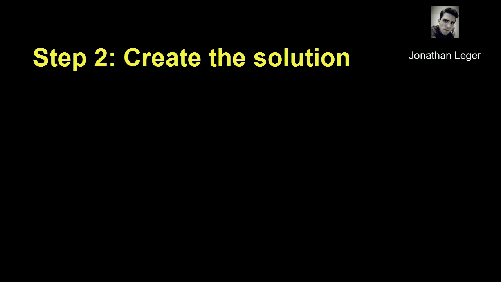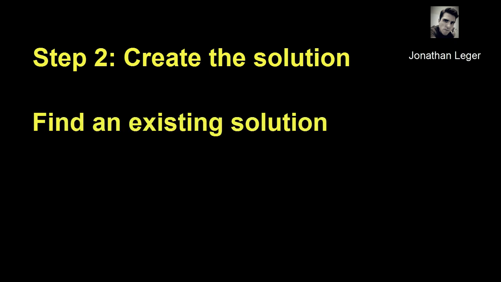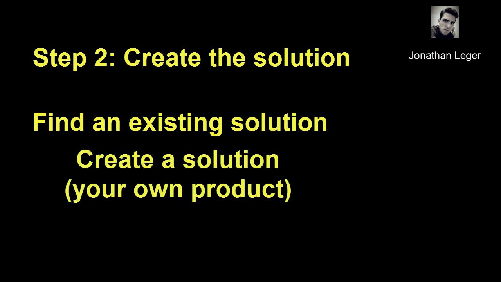Find or create a solution to the problem. So you found a problem that, when solved, would make or save people money or make them happier. The next step is actually implementing the solution to that problem. There are two ways to go about solving the problem. One, you can find a solution that already exists and sell that solution. Or two, you can create the solution yourself. There are pros and cons to both methods.